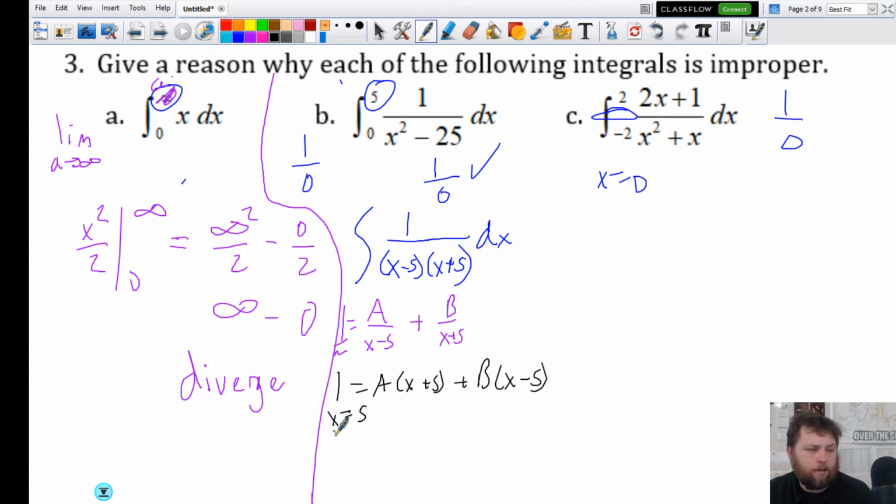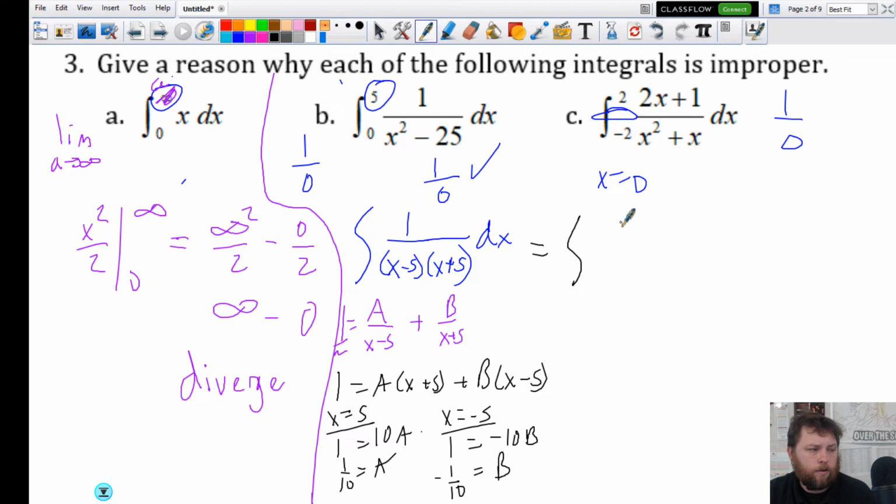I'm going to plug in x equals 5. This gives us 1 equals 10a. And then that b goes to 0, so a equals 1/10. That's fun. x equals -5 is going to be 1 equals, this goes to 0, -10b. So b equals -1/10. Awesome. Fractions. Rewriting this, it's going to be the integral of 1/10 of x minus 5.